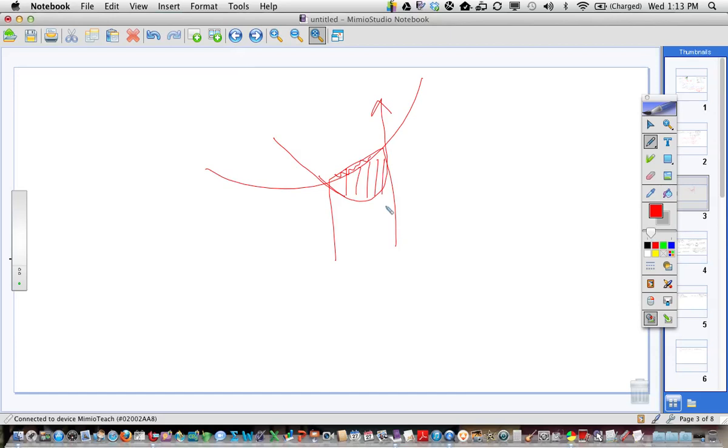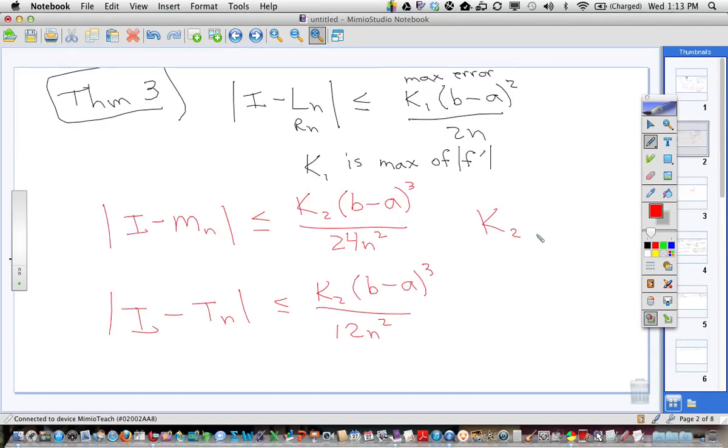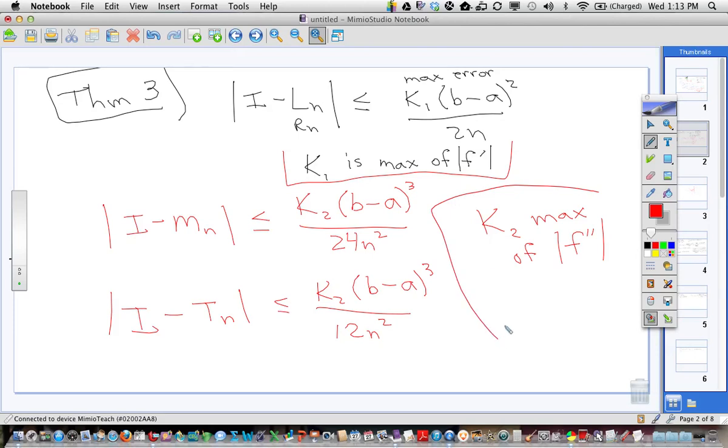So when we want to do our worst case scenario, we want K2 to be what? We want K2 to be the max of f double prime. That would be the most curvy. And that's why we call it K2, to make you think of second derivative.